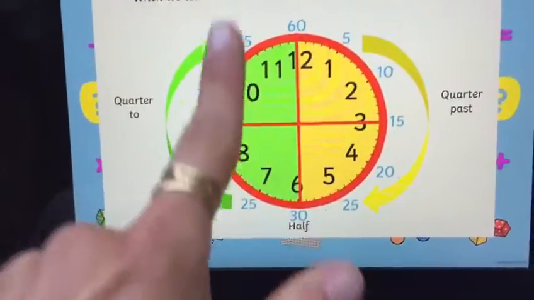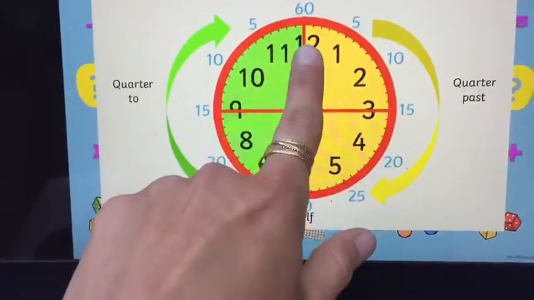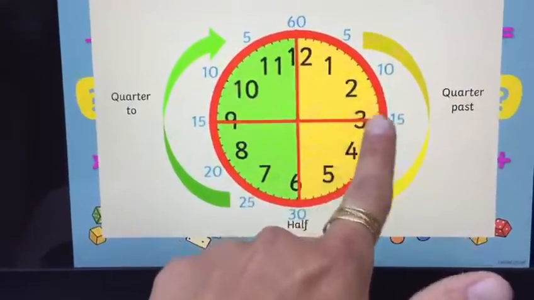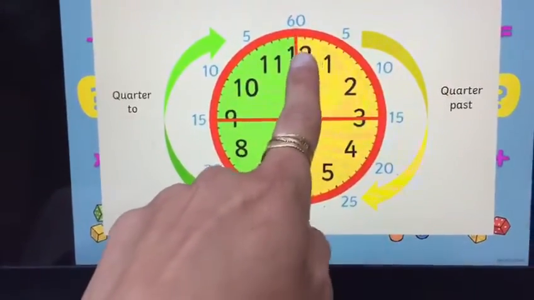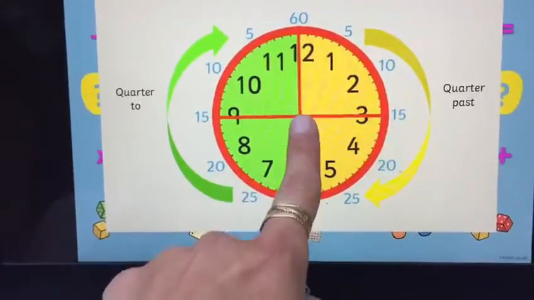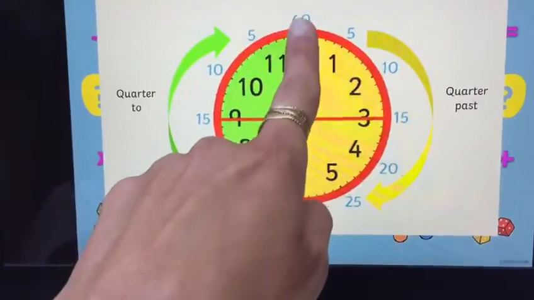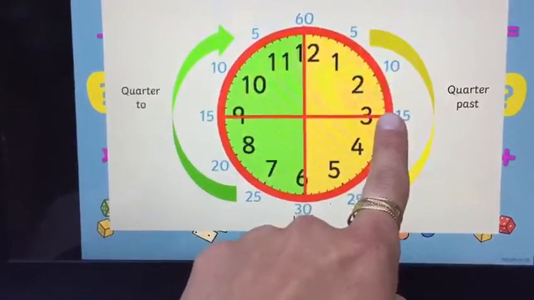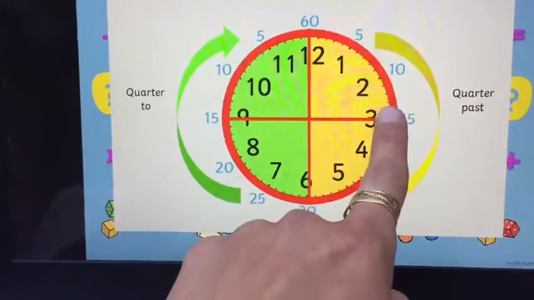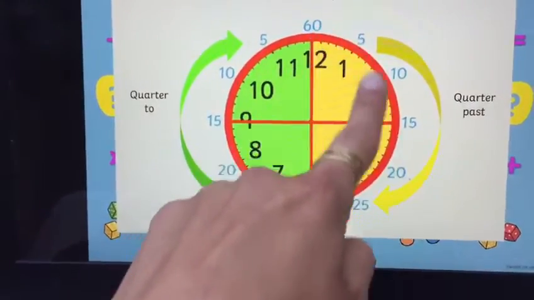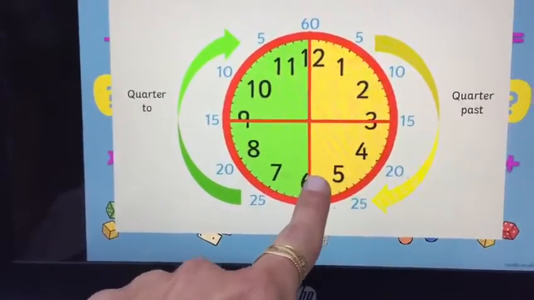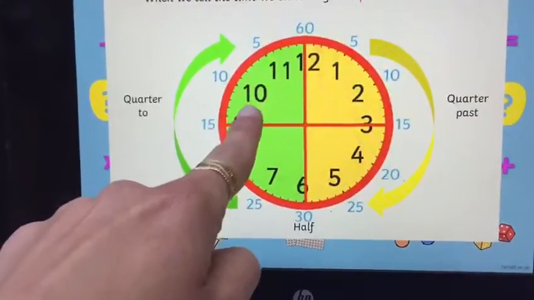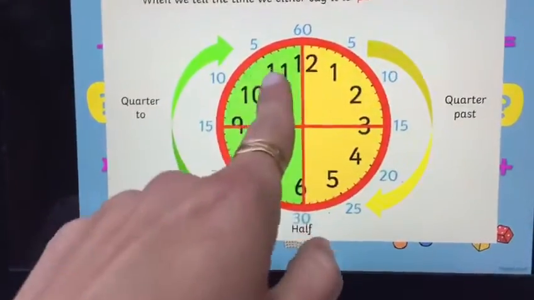So let's look at our hours first. So these black numbers around our clock tell us the hour, okay, the hour it is. So if I've got my long hand pointing to my 12, that tells me it's an o'clock, okay? If I have my long hand pointing to the 3, that means it is quarter past. If I have my long hand pointing to the 6, that means it is half past. If I have my long hand pointing to the 9, that means it's quarter to. Then it goes back to o'clock again, okay?